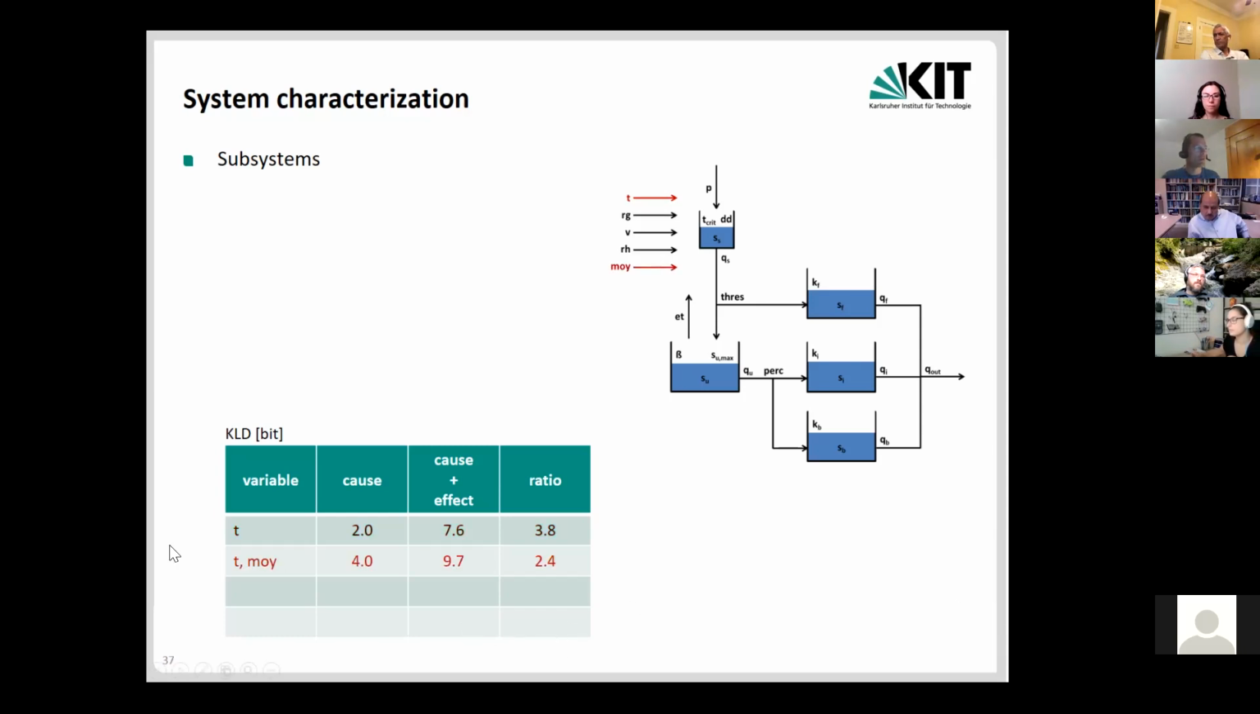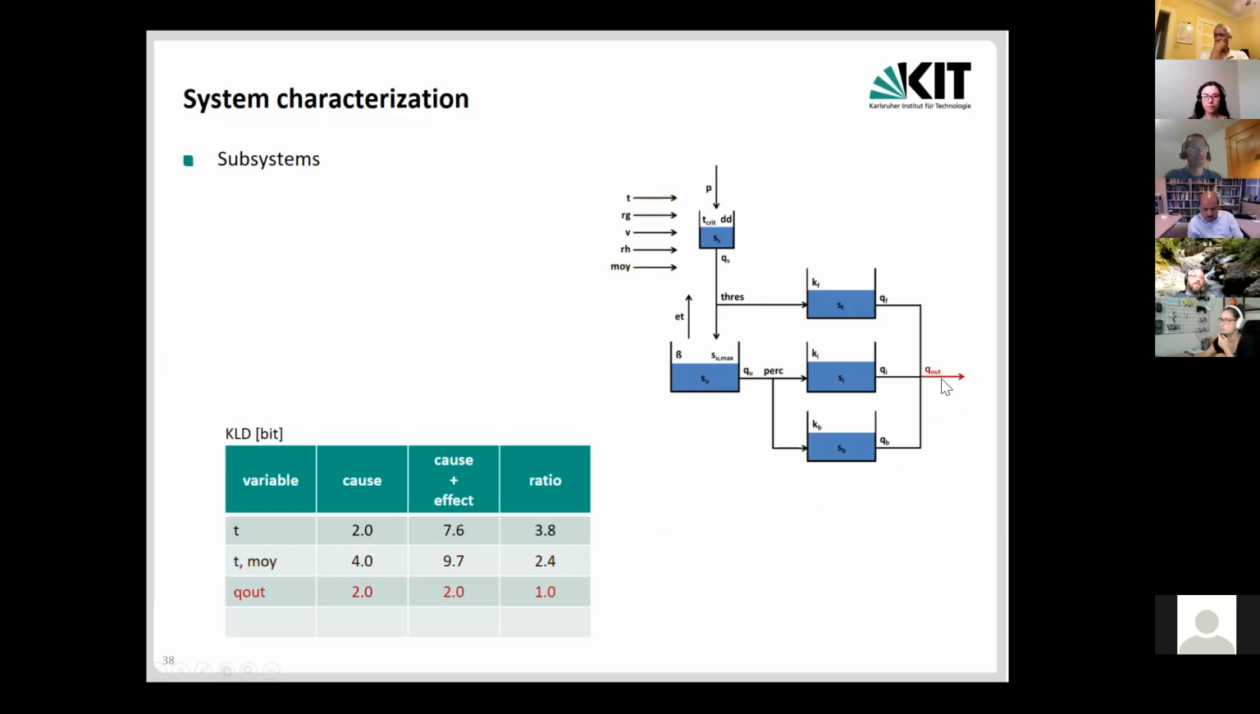So then I varied the temperature and the month of the year, which governs vegetation and so on, jointly. So the cause was 4 bits of information loss and the effect was 9.7. Here it seems month of the year didn't change much. Yep, the joint effect was not really amplifying.